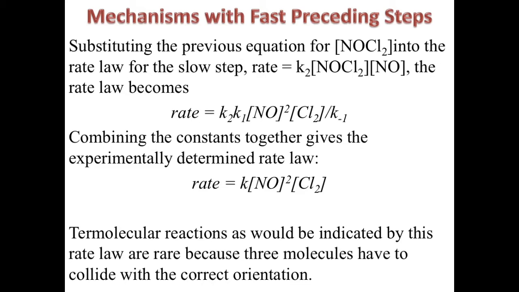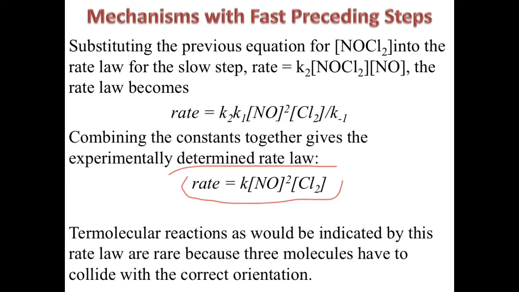Substituting the previous equation for NOCl2 into the rate law for the slow step, the rate law becomes K2 times K1 times the concentration of nitrogen monoxide squared times the concentration of chlorine divided by K-1. We're just going to combine all the rate constants together, seeing how they're all constant. And what we get is the following rate law: the rate equals K times NO squared times the concentration of chlorine, which appears to be a termolecular reaction.